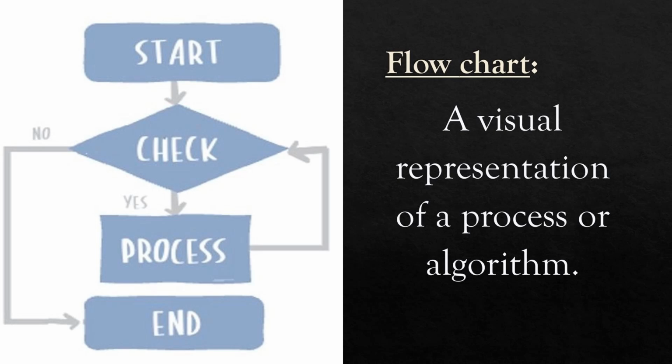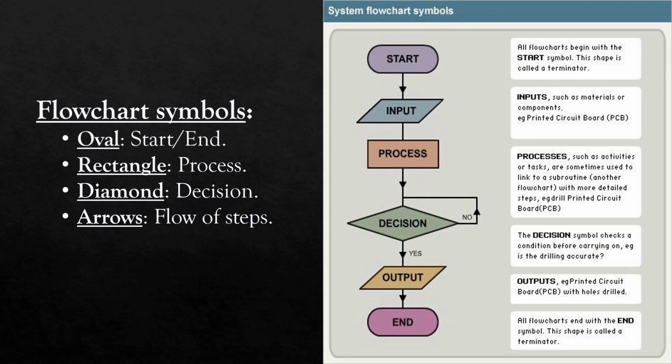Now let's take a closer look at the symbols used in flowcharts. Flowcharts use specific symbols to represent different types of actions or steps. Here are the most common ones. An oval represents the start or end of a process. Every flowchart begins and ends with this symbol. The rectangle represents a process or action. For example, add two numbers or calculate the total.